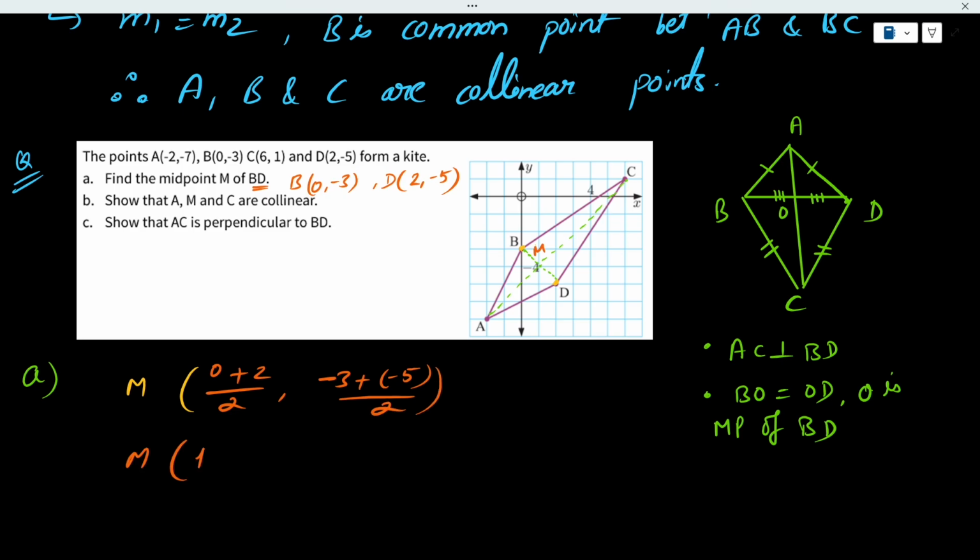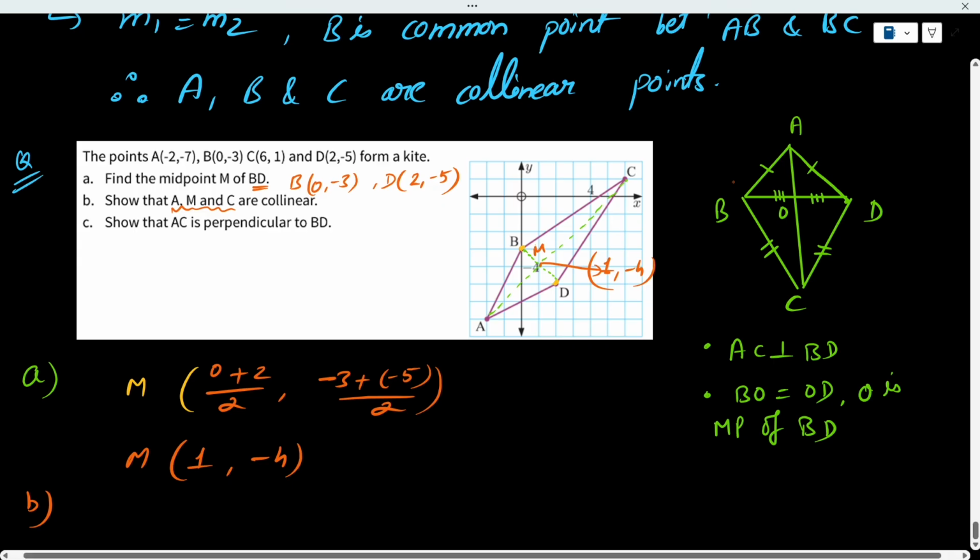It is going to be 1, this is minus 3 minus 5 minus 8 by 2, which will be minus 4. So you will get the M coordinates as 1, minus 4. After that, this A part is done. Then, after that, B part, they say show that A and C are collinear.